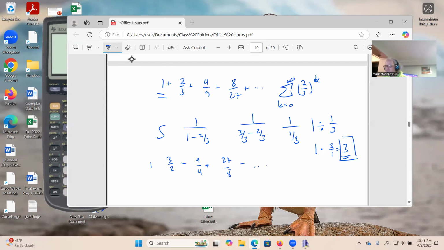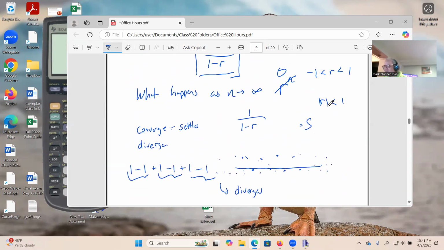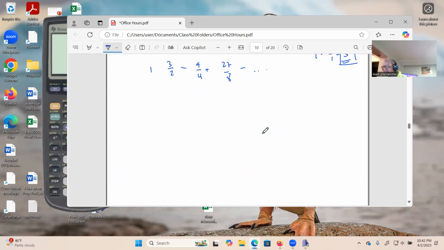Because the r value that I'm dealing with, I'm multiplying by 3/2, that's not going to converge. One of the things we need for convergence is that the absolute value of r be less than 1, or alternatively, r has got to be between -1 and +1. Okay, so that's the test you're using to see whether your geometric series converges, and if so, what it converges to.